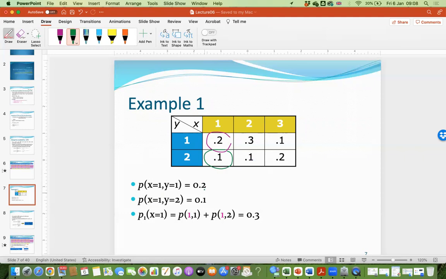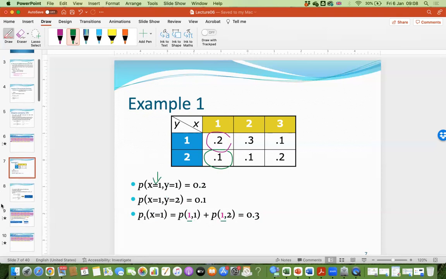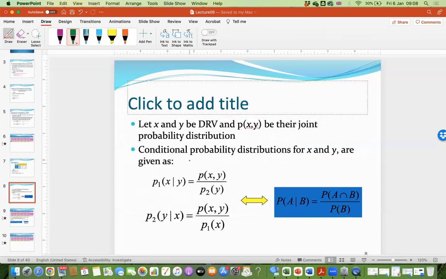And next, px equals to 1. Okay, so now I would like to find the marginal px equals to 1. Therefore, I just join them, add them together. Remember, for my x, I fix, if you see this, and therefore I can get 0.3. Pretty simple, yeah?